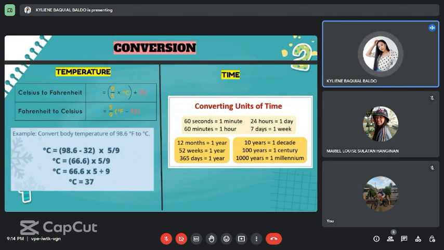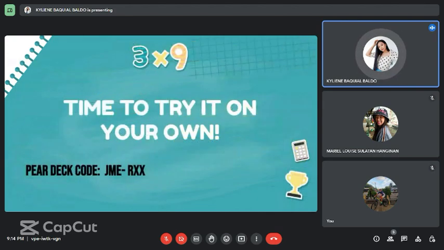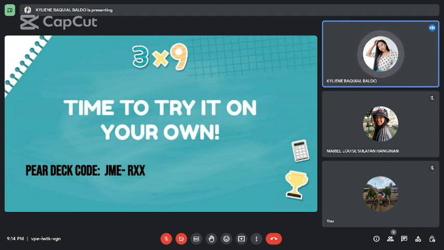So I think that is all about the conversion of units. At this time, it is time to try it on your own. We have also prepared a Peardeck activity for you to practice what you have learned.